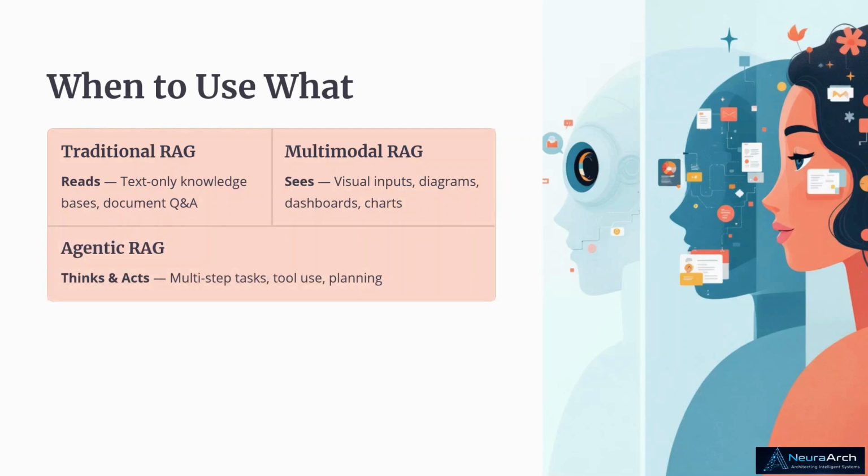And the agentic RAG, when you want to build a completely automated system, which is good for thinking and taking some action. So multi-step tasks, tool use, planning, these are the typical use cases for your agentic RAG. So, just to summarize, traditional RAG reads, multimodal RAG sees, and agentic RAG thinks and acts accordingly.